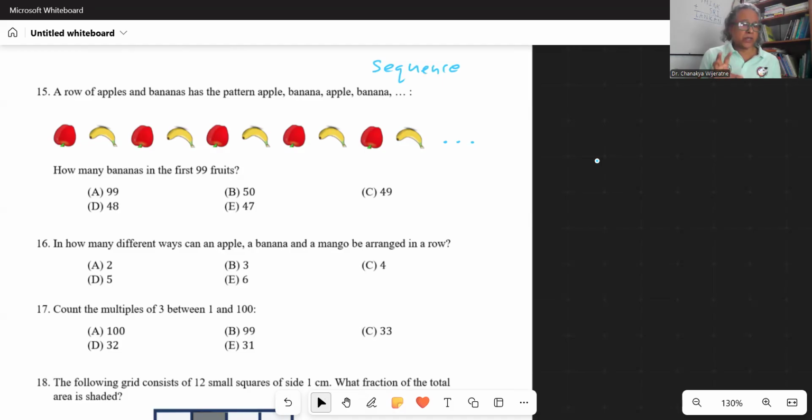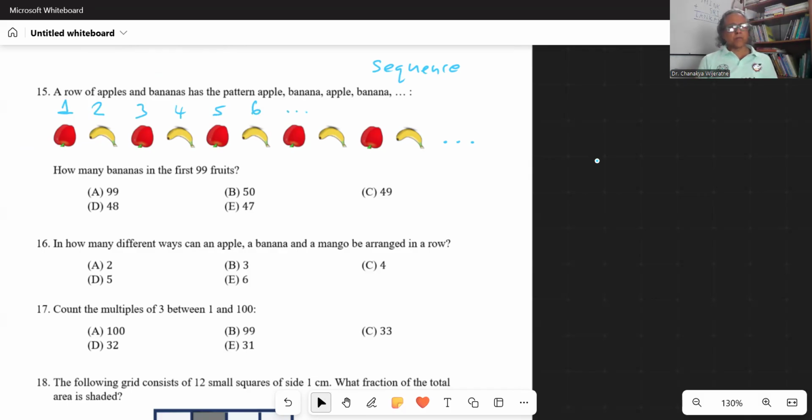So, we can draw these, or we can buy bananas and put them in a sequence, and count the bananas in the first 99 fruits. But we are smarter than that. We won't do that. We won't even draw 99 fruits. We'll figure it out by looking at the pattern. So the pattern actually doesn't change. Always apple, banana. So we can see that now, since we know even numbers, odd numbers, and of course, we can label these. So this is the first fruit, second fruit, third fruit, fourth fruit, the fifth fruit, sixth fruit, and so on. So you can see that the bananas actually have even numbers.